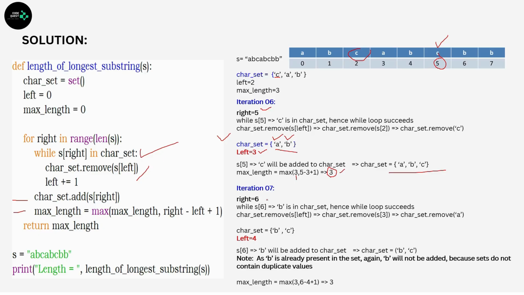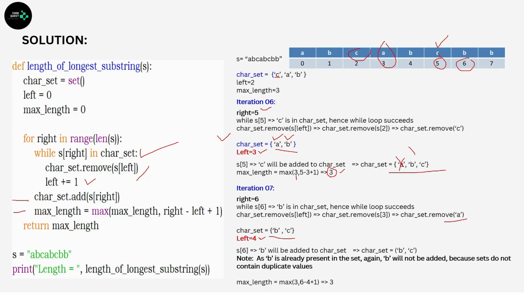Moving on to the next iteration, that is 7, where the right is going to take up 6. Now, when I check S of 6, that is your B, B is already there in the set, which means this while loop is successful. As a result, what is the first thing we are doing here? We are removing S of left. What is left as of now? 3. S of 3 means what? A. So, A is removed from the set. As a result, once A is removed, what are the remaining elements we have? B and C. And immediately left is updated to 4.